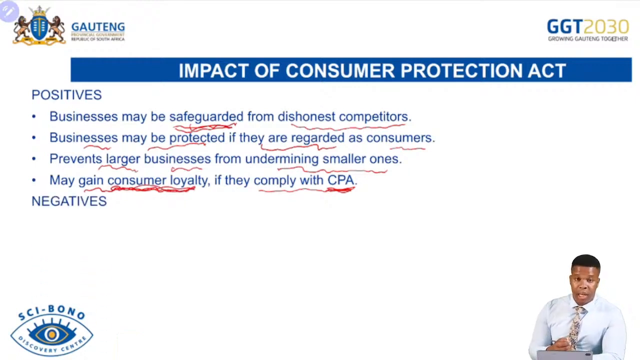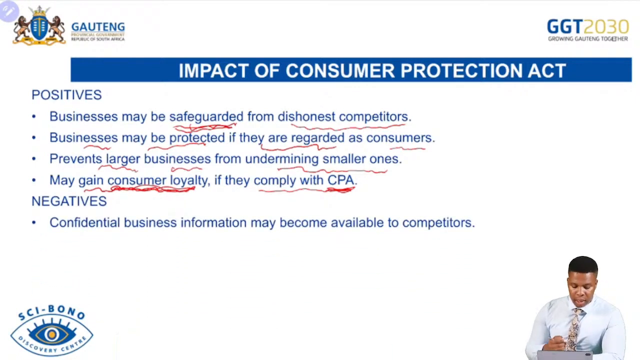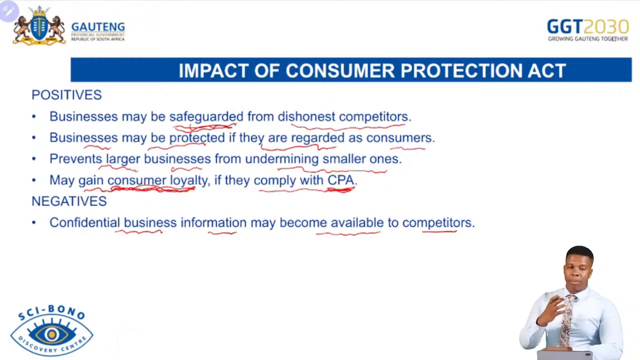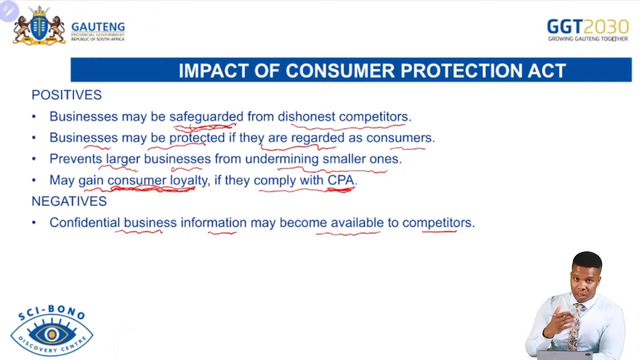However, when we look into the negatives of applying this particular act, confidential business information may become available to competitors, because we know that in the marketplace where buyers and sellers meet, there's always competition, and competition makes a competitive advantage for a business. So some competitive advantage should be confidential. But because the Consumer Protection Act implies that businesses should provide information, some businesses might provide information that is actually their competitive advantage.